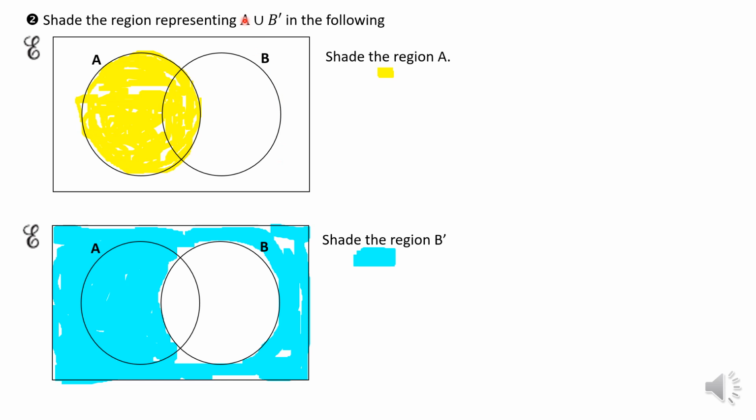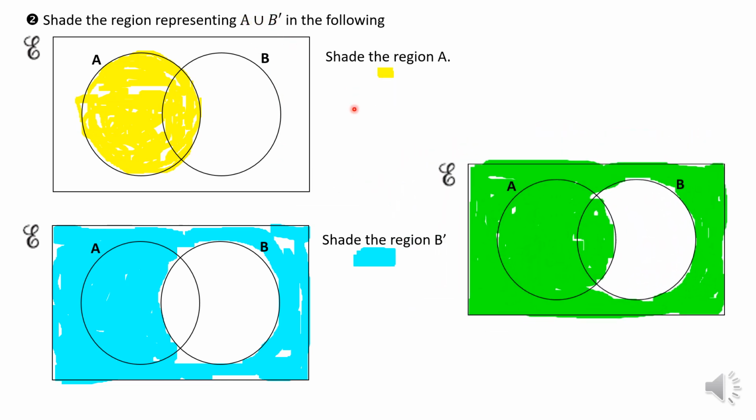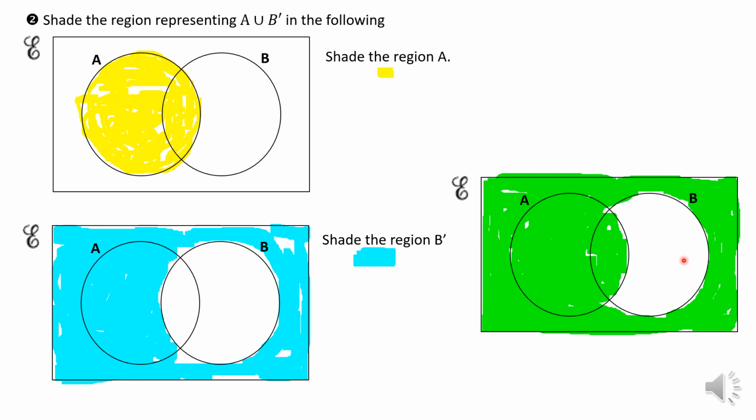So the union of A and the complement of B, therefore, will be this particular region that you see that is not shaded when you sort of join the two. And that is how you find that particular region.